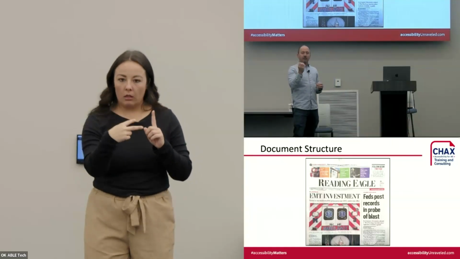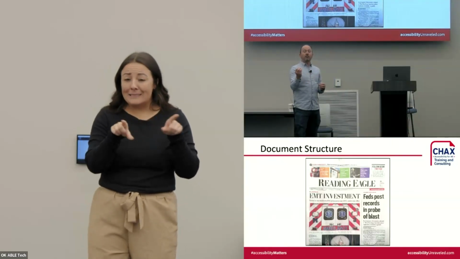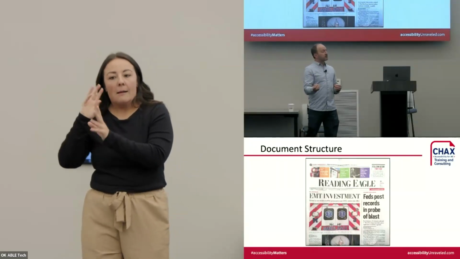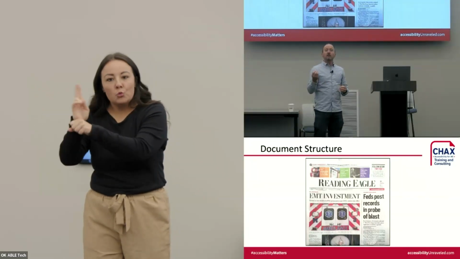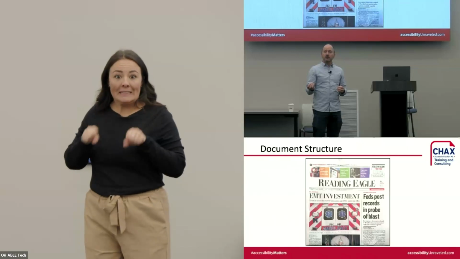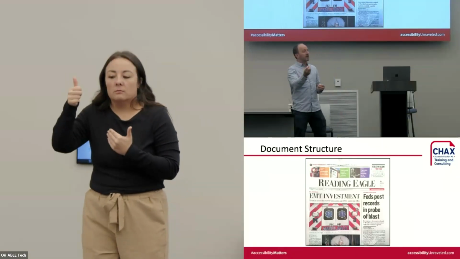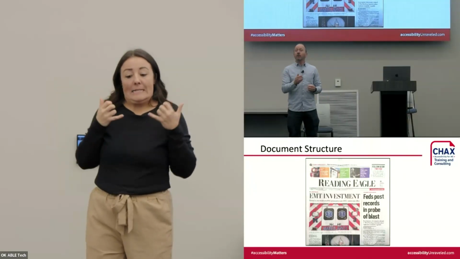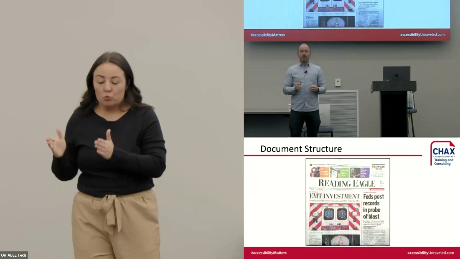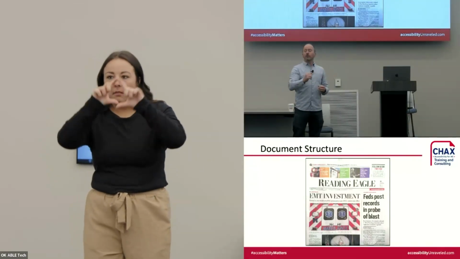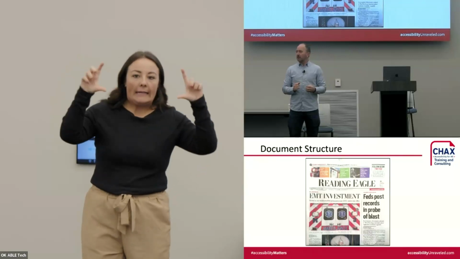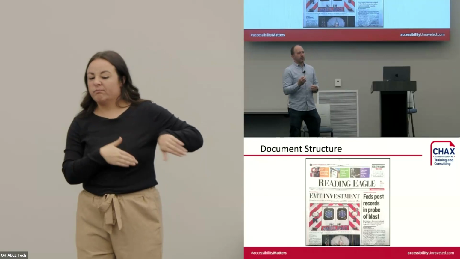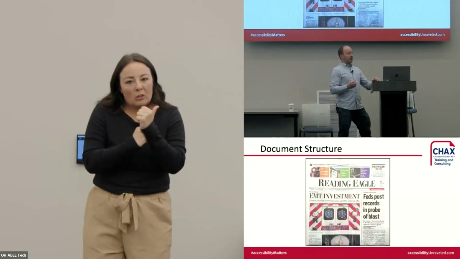But by adding that same structure in a PDF file, I'm giving users of assistive technology the same ability to process that information. When I tag content in my document as a heading, now a user of assistive technology has the ability to scan those headings. They can see if they want to read more about that section or that information. And so adding structure is critical. And I'm going to show you guys how to do this in Word.